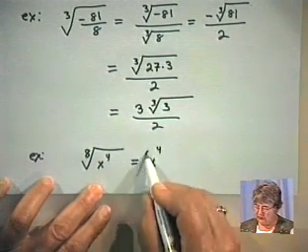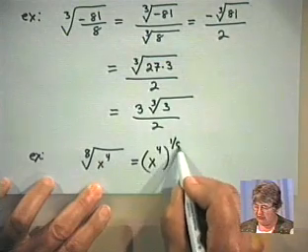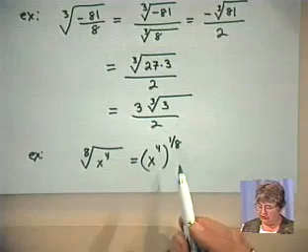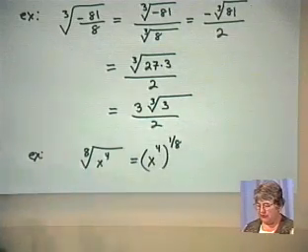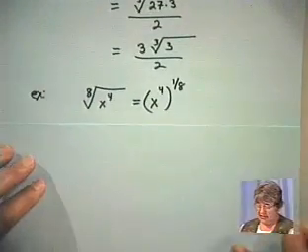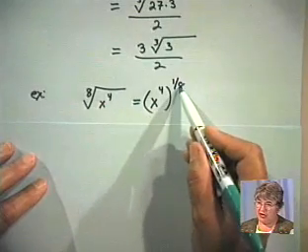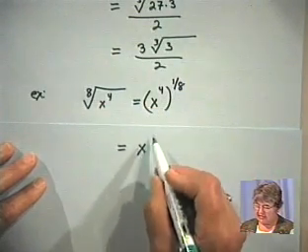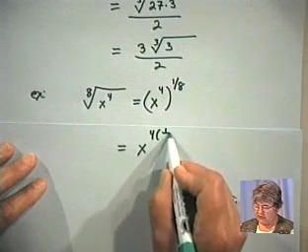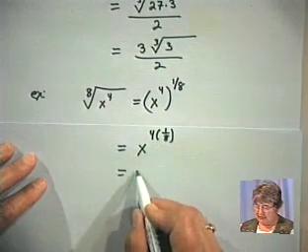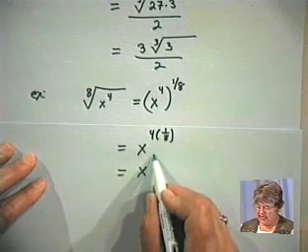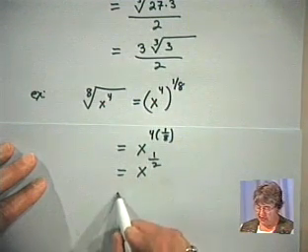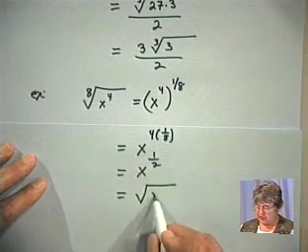This is x to the 4th to the 1/8 power, right? Because the 1/8 power means we're taking the 8th root of the number x to the 4th. But here we have a base to a power to a power. That means we multiply the powers, and so that just becomes x to the 4 times 1/8. And that's the same thing as x to the 4/8 or x to the 1/2 power. If we bring it back into radicals, that's the square root of x.